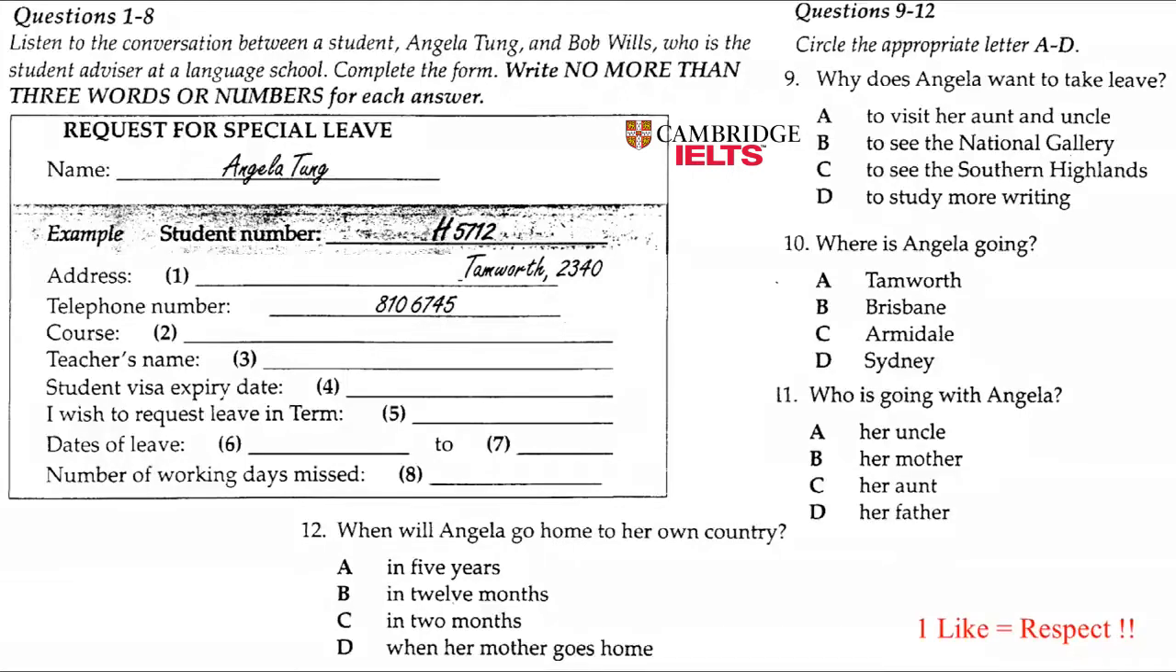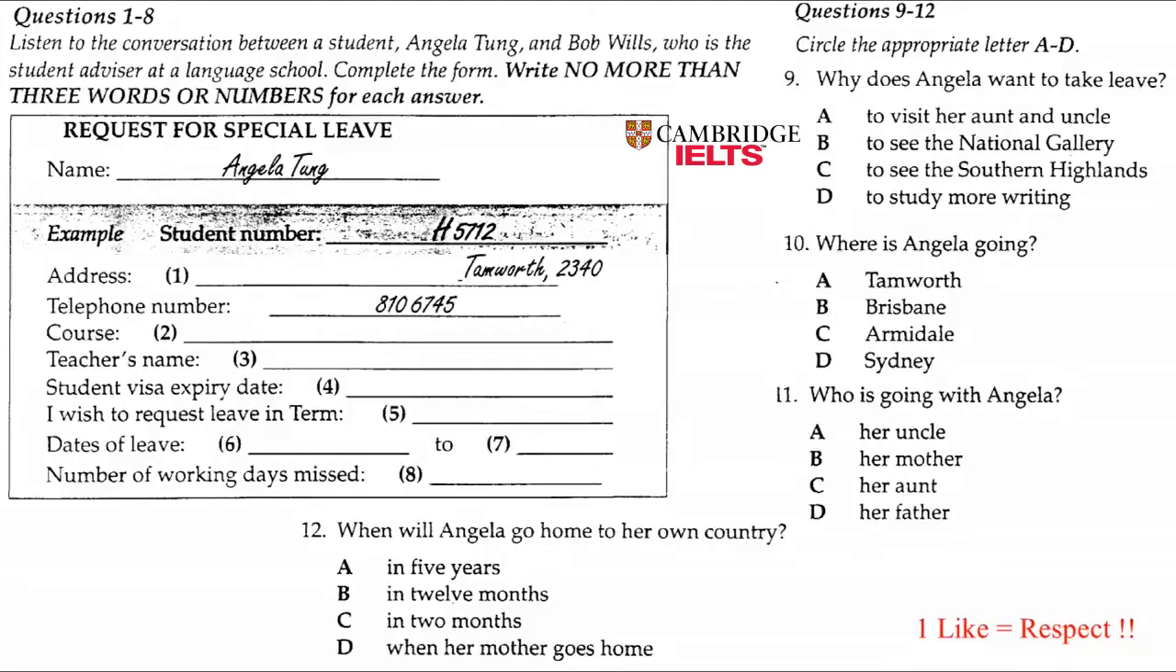Hello, Foreign Student Advisor's Office. This is Bob Wills speaking. Can I help you? It's Angela Tung here, Bob. I'd like to make a request for special leave. Can I do that over the phone? Hello, Angela. You can make that request by phone, but I'll have to fill the form out. Let me get the special leave form. OK, here it is. Tell me your student number, please. It's H for Harry, 5712. H 5712. OK. What's your address, Angela? I live at 10 Bridge Street, Tamworth. 10 Bridge Street, Tamworth. And your phone number?